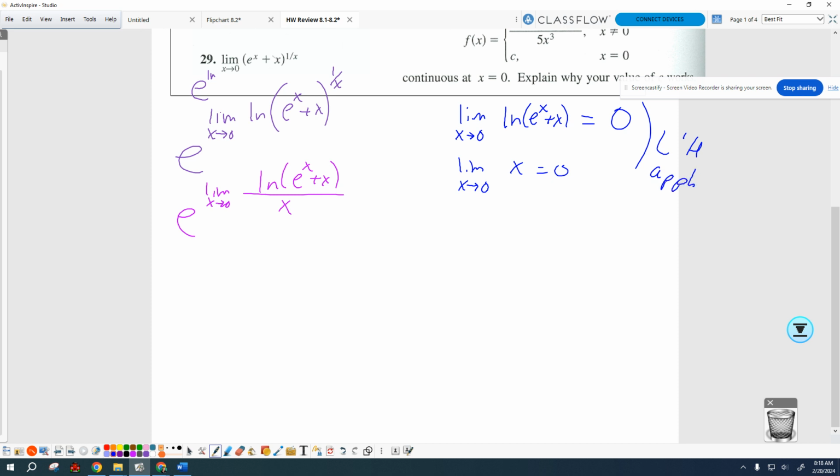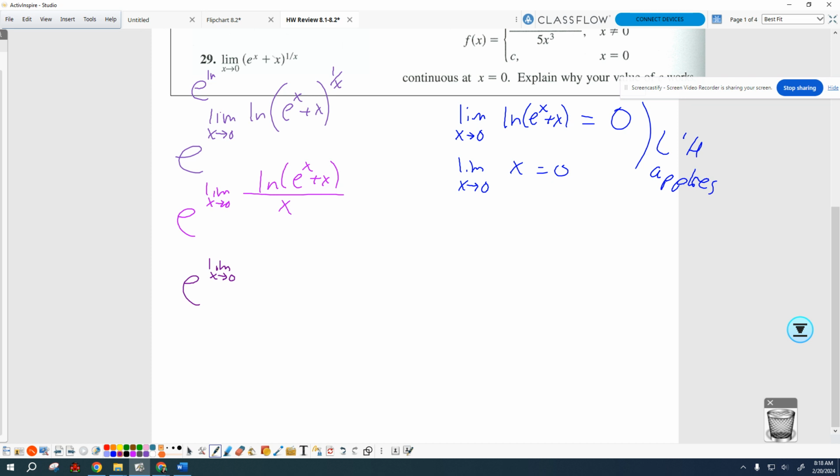So L'Hopital's applies. Martin, how do I then apply it? Don't you just do e to the 0? I need to do the derivative of the top and the derivative of the bottom. This was the test to see whether L'Hopital's applies.